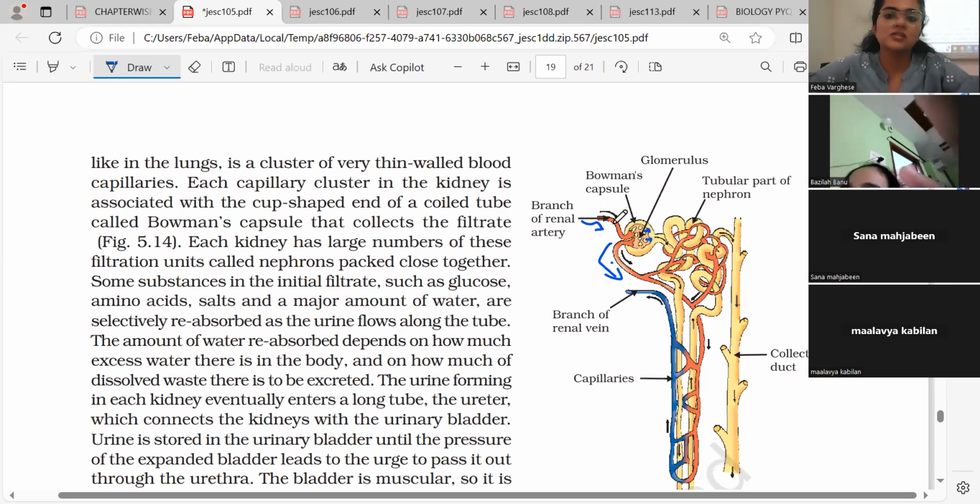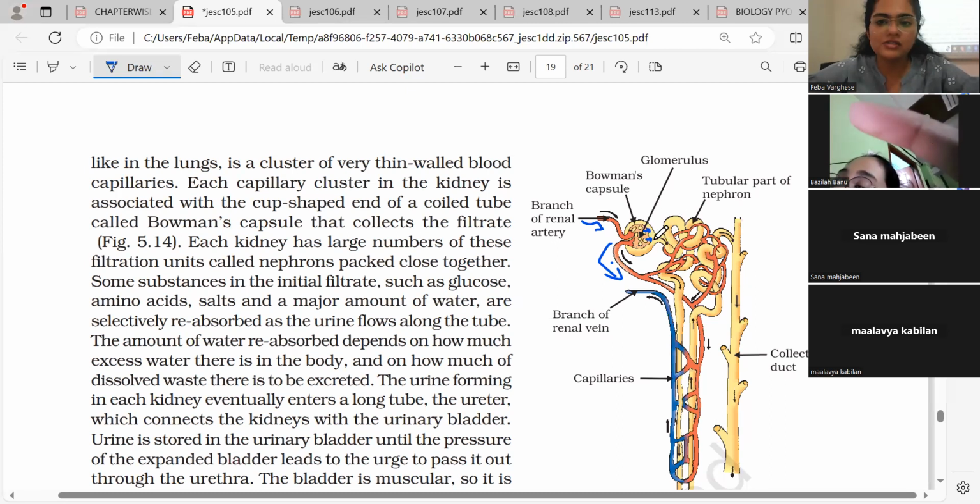So the blood, when it enters into the renal artery, it's entering at a high blood pressure. There's a lot of pressure, right? And because of this pressure, filtration is happening. Since it's a great pressure which is given into the glomerulus, the blood gets filtered and all the waste materials along with all the water will be moving into the Bowman's capsule.